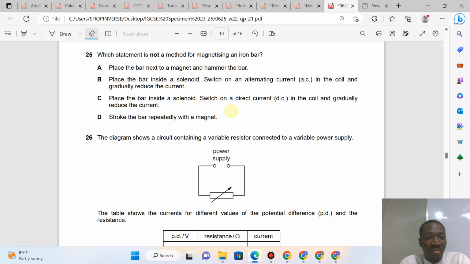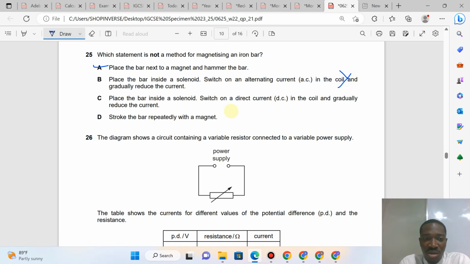Question 25. Which statement is not a method for magnetizing an iron bar? Option A, place the bar next to a magnet and hammer it. Hammering is correct. Number B, place the bar inside a solenoid. Switch on an alternating current.